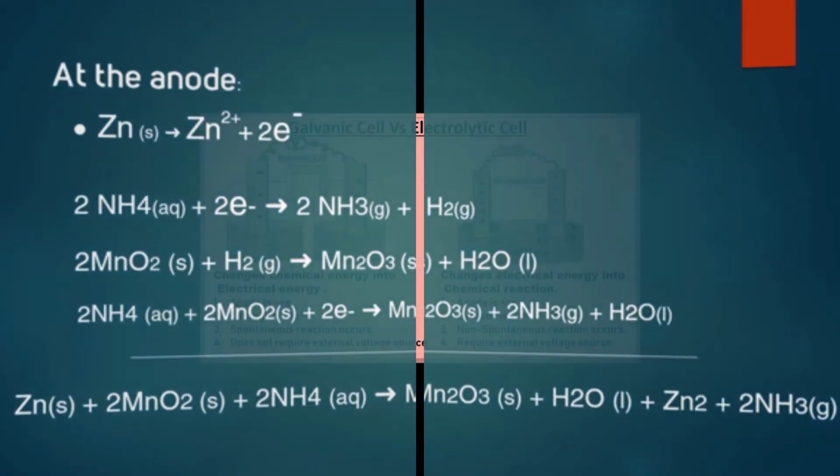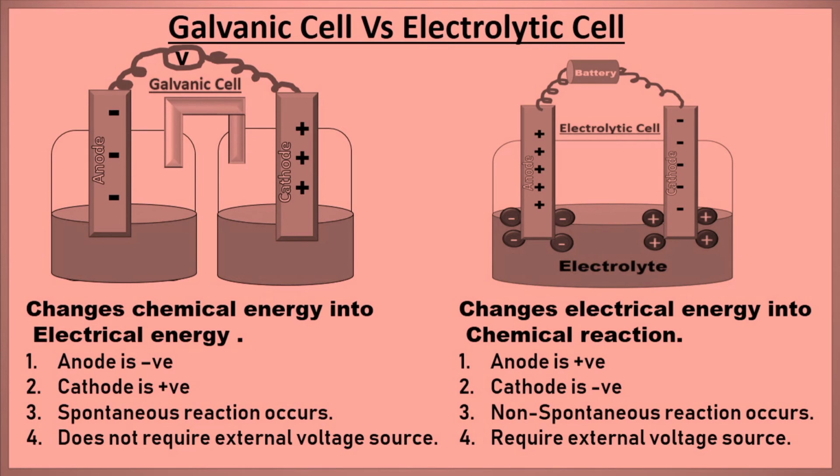Welcome back. Let's look at the differences between galvanic cell and electrolytic cell. The anode is a negative electrode in a galvanic cell, but in an electrolytic cell, the anode is a positive electrode. Also, the cathode is a positive electrode in a galvanic cell, while the cathode is the negative electrode in an electrolytic cell.